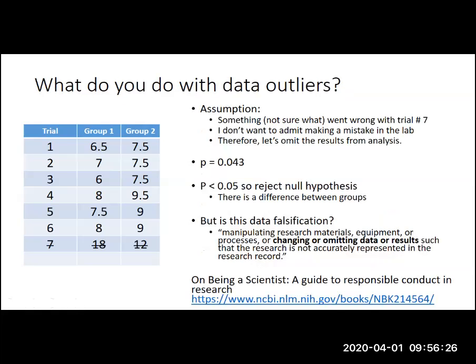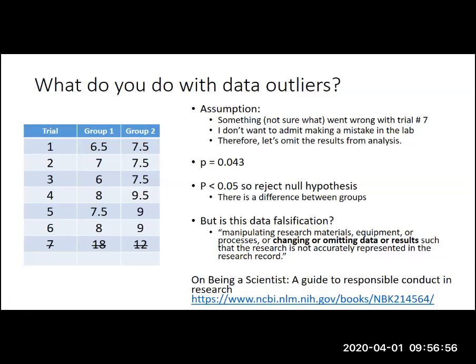And so we take a look at this and say, okay, something went wrong with trial 7. I'm not sure what went wrong, but something went wrong. The results aren't right. It doesn't fit with trials 1 through 6. I don't know what with trial number 7. I don't want to admit I made a mistake in the lab. I don't want to have to admit to my peers. I don't want to have to admit to the PI, the principal investigator, the mentor, the person running the lab.